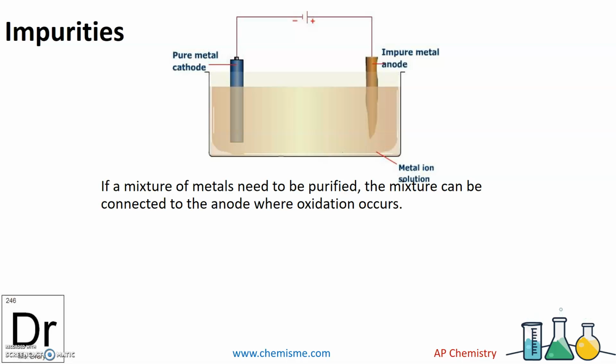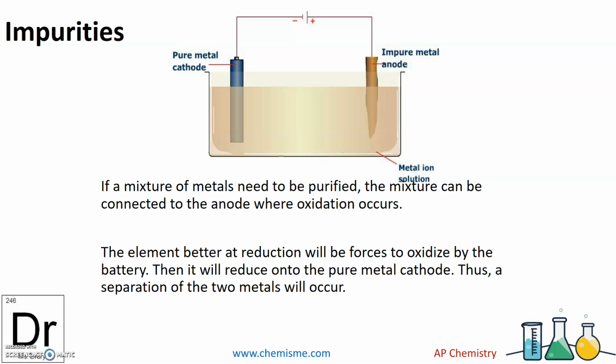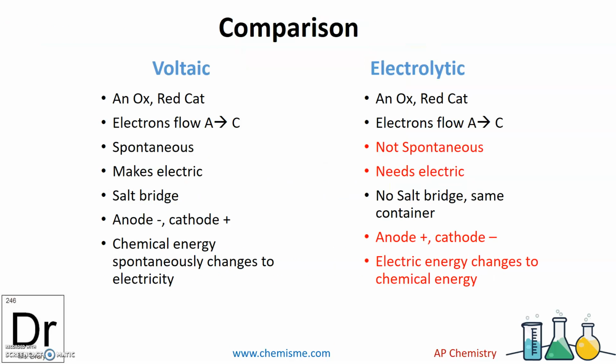The mixture can be connected to an anode where oxidation occurs. The element better at oxidation will be forced to oxidize by the battery. It will reduce onto the pure metal cathode, and thus a separation of the two metals will occur. Reduction at the cathode, and the other ions are still in the solution.